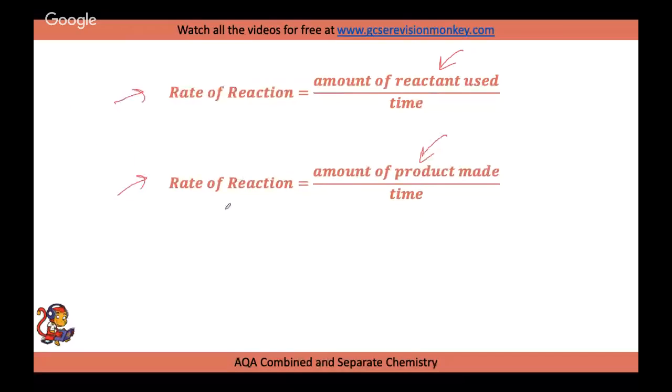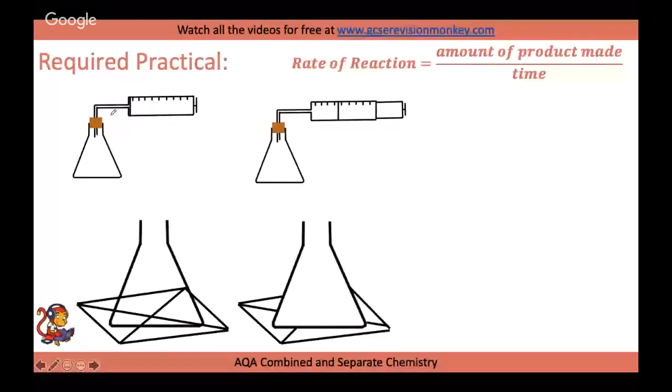Here's a couple of examples that you could do. Here we have a conical flask with a gas syringe attached. We could put, for example, a piece of metal and some acid in here. This will give off hydrogen gas, and you could measure the volume of gas collected over time and plot a graph of rate of reaction. So you could, for example, measure it every 30 seconds and plot a graph to calculate the rate of reaction. And here you're measuring the amount of product you're making over time. So your rate might be in centimeters cubed of hydrogen, for example, per second.